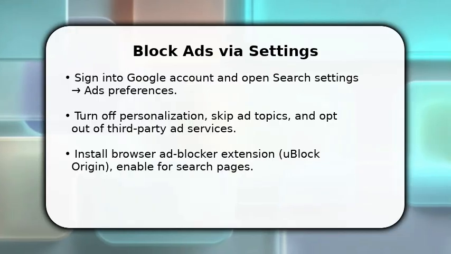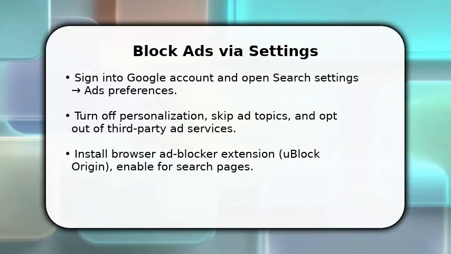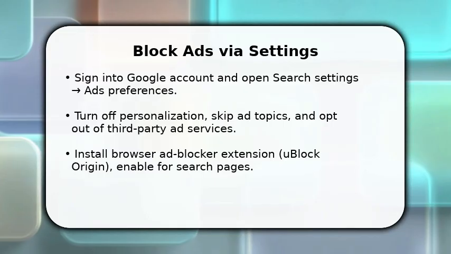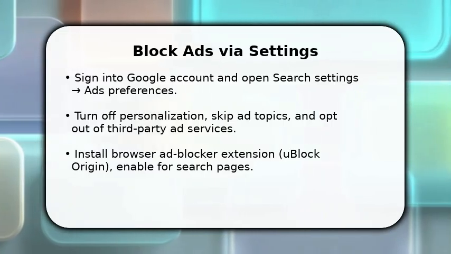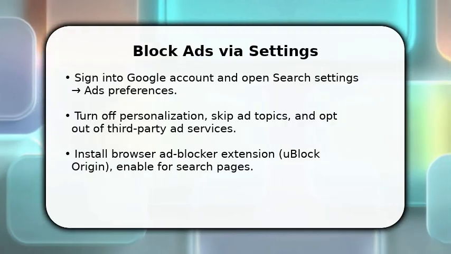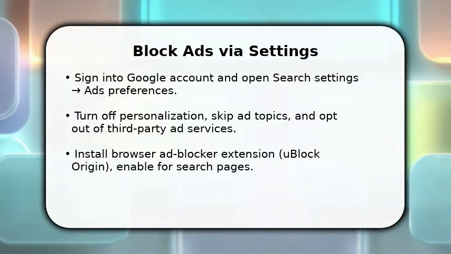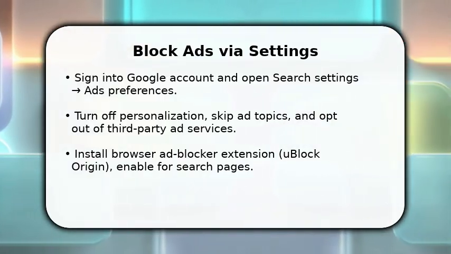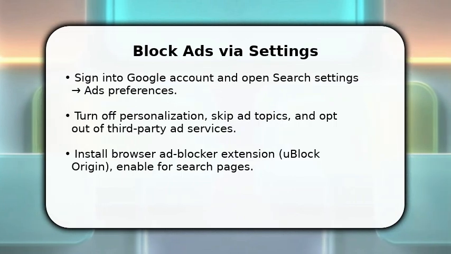Then install a reputable ad blocker extension. uBlock Origin is lightweight, and enable it specifically for search Google.com. You do this because personalization and browser scripts are the main delivery methods. Cutting both lowers ad relevance and visibility, while you proceed to deeper steps.